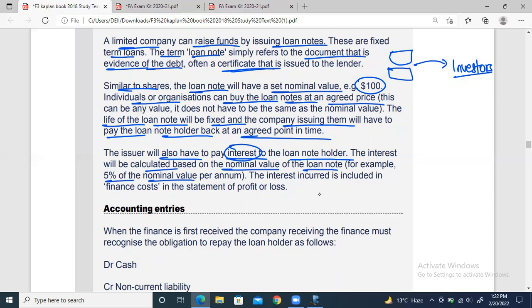Let's say I had $10,000 extra lying in my bank account and wanted to invest it in some company. I decided to invest in the loan note, and they only had $100 loan notes. So I purchased 100 loan notes, and each loan note had a value of $100. The number of loan notes is 100, and 100 multiplied by 100 is 10,000. This is how it works. The interest incurred is included in finance cost in the profit or loss statement as an expense.